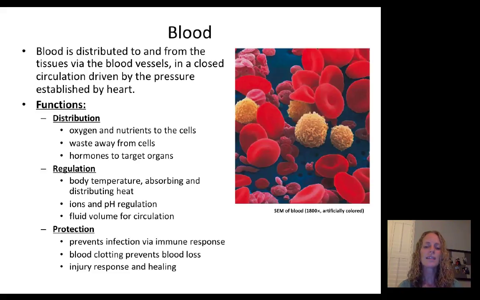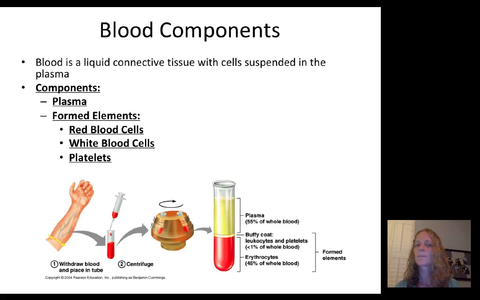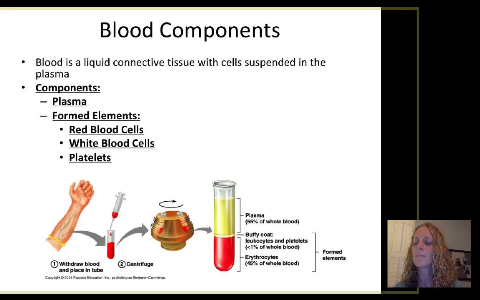Blood also regulates fluid volume for circulation. Finally, blood contains many white blood cells, which are the key cells in the immune response. There's also blood clotting, which prevents blood loss, and injury response and healing. So blood is a liquid connective tissue with cells suspended in the plasma. We're going to go through the components of blood. We'll start with plasma, and then we'll go through the cellular elements: red blood cells, white blood cells, and platelets.